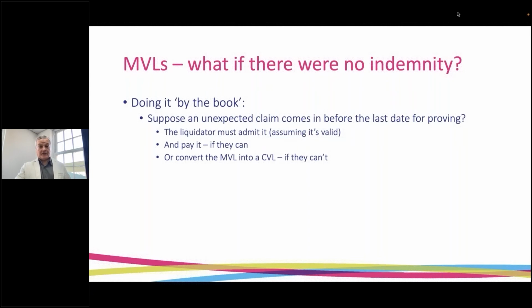If the company doesn't have enough funds, if it's an unexpected large claim, then you'd have a discussion with the directors and shareholders about whether they would wish to make funds available to pay it, on the basis that otherwise the MVL will have to be converted into a CVL.